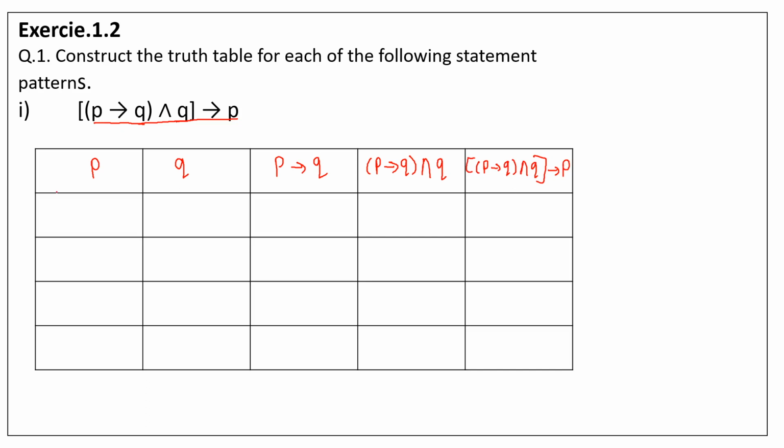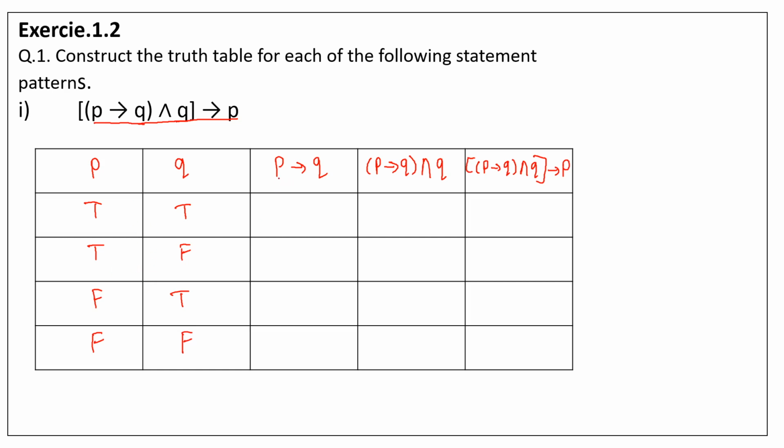Now we take all possible combinations for P and Q. A statement can be either true or false. So as there are two statements, the combinations will be 4. So we write P as T, T, F, F and Q as T, F, T, F. So always remember this. When there are two prime components, 4 combinations are there.